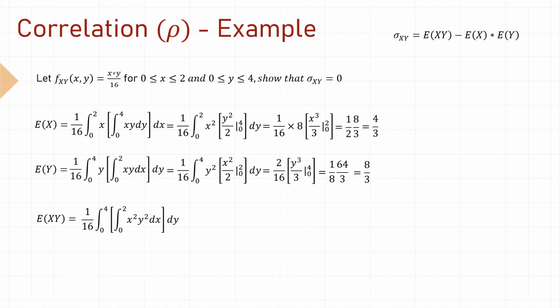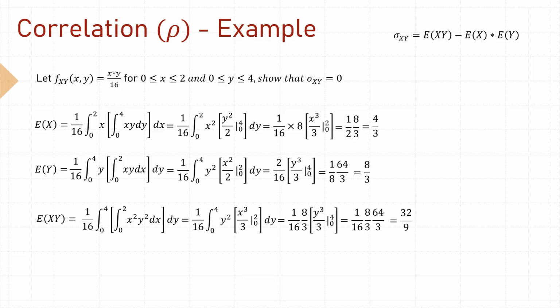Finally, we can find the expectation of xy by finding the double integration of x times y times their joint distribution. Plugging in these expectations within the computational formula, we can confirm that the covariance is 0.